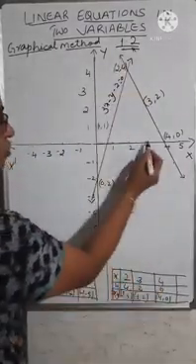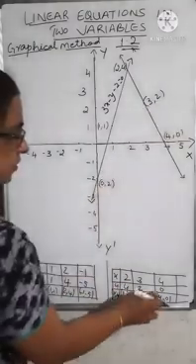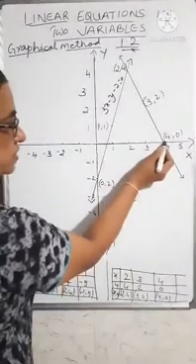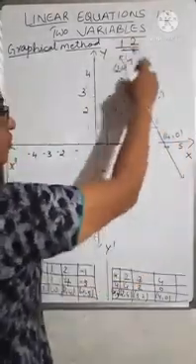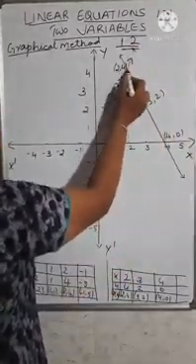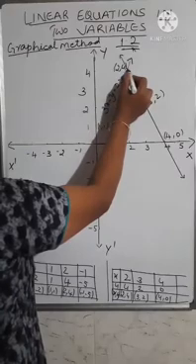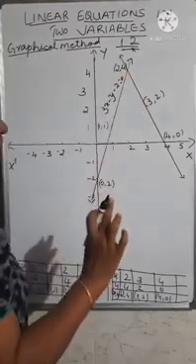Next you have got 3, 2. So 3, 2, you get it here. Just put a dot and write 3, 2. Then 4, 0. 4, 0 you get here. Then join all the points. While joining all the points, you will get a straight line. So these two straight lines will meet at a point. The coordinates of the point where they meet will give you the solution of the equations.